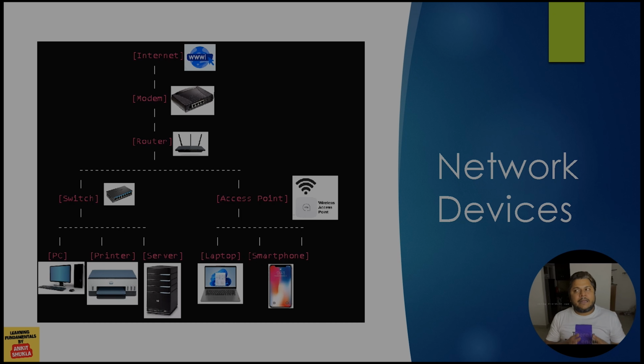Now, an explanation of this diagram clearly tells you how you access the internet through a wired or a wireless medium: through a switch if you're connected by wire, through an access point if you're connected to the internet or your router via a wireless medium.